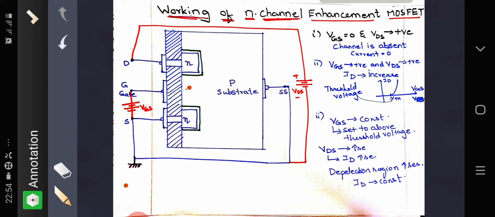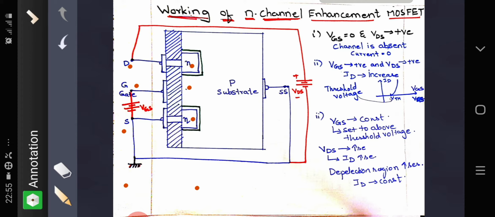Now here a p-type substrate is taken for an N-channel. The substrate is the foundation on which the device is constructed. Two N-type materials are induced here, and metal contacts are made, and these contacts are the drain and source. Also a gate terminal is connected. Here the channel is not present. We know that the substrate and the source are internally connected.